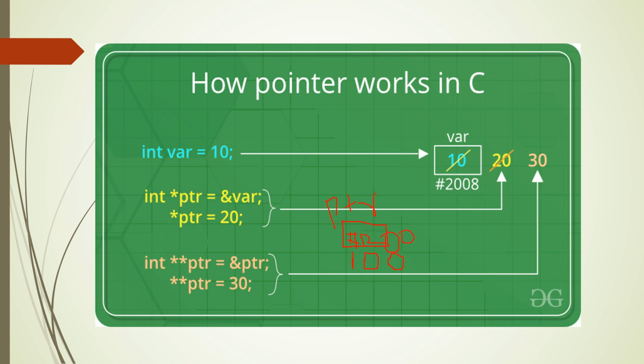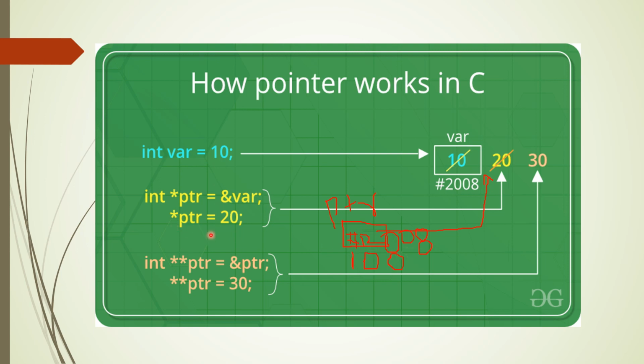2008 is going to be stored in this memory location. Since this holds the address of this variable, this ptr is pointing to var by holding the address #2008. And when I write the statement star ptr is equal to 20: if I say simply var, it is 10. In the same way, if I say simply ptr, it is #2008.